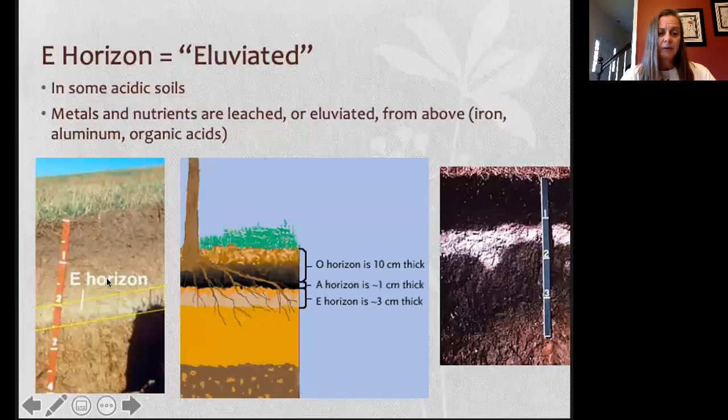In the E horizon, not all soils have an E horizon, but if they have an E horizon, it comes after the A horizon and above the B horizon. This is most common in acidic soils. And in this horizon, this area of the soil, the metals and the nutrients have been leached out from above.